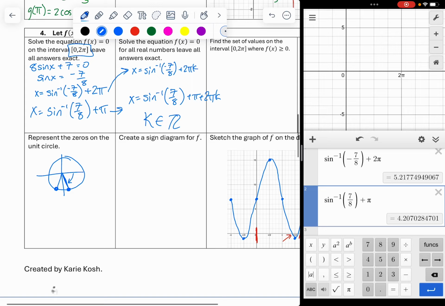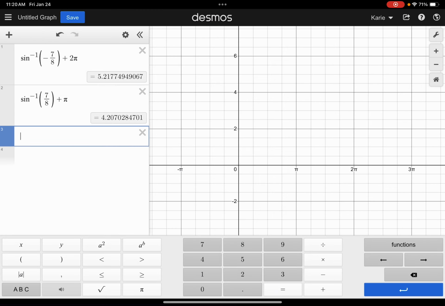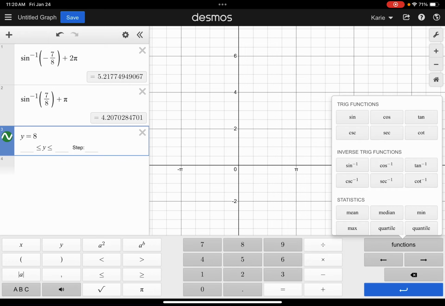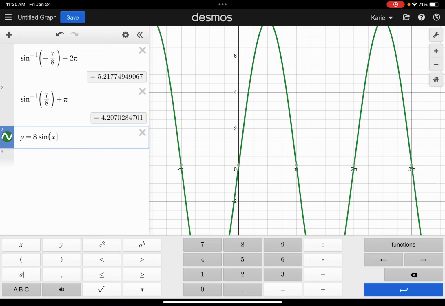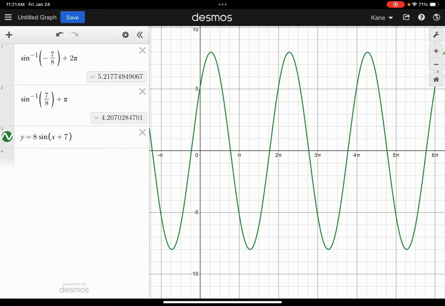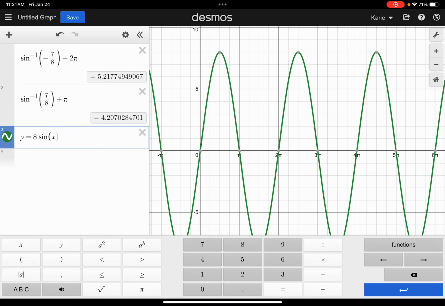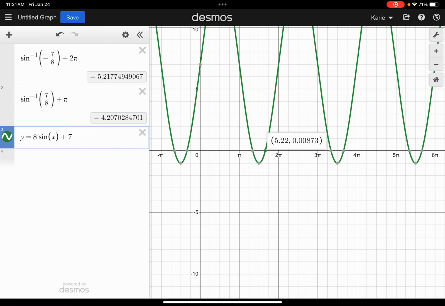Okay, let's look now, what was it, 8 sine x plus 7. Let's look at it on Desmos. If I do y equals 8 sine x plus 7, okay, here's that graph, and that looks like what we expected. No, it doesn't. Did you see my mistake before I caught it? Close the parentheses. Now let's say plus 7. There we go. I'm like, why is this wrong?